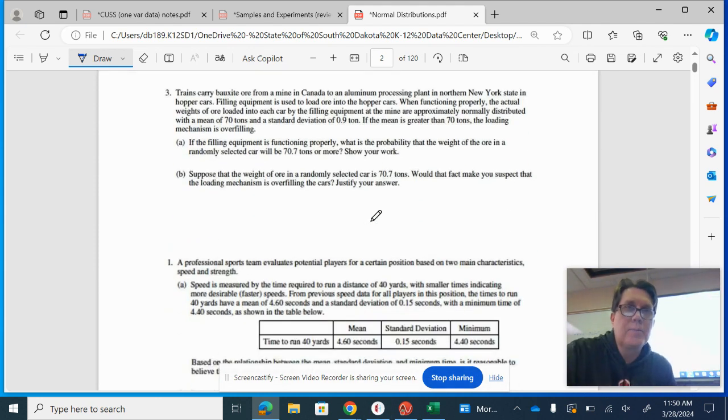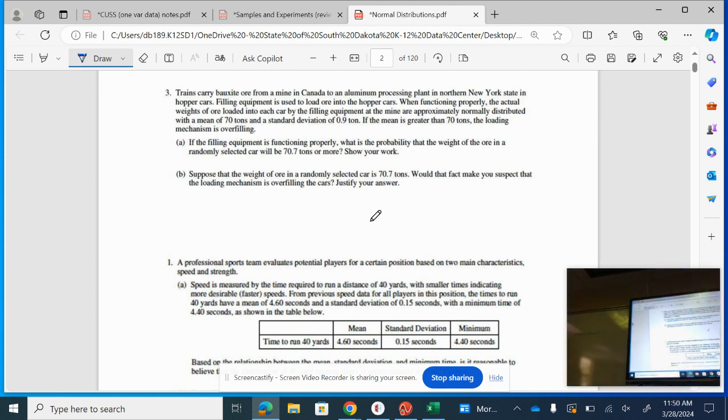Number 3, trains carry bauxite ore from mines in Canada with aluminum processing in northern New York State in hopper cars. Just a second, I'm going to plug in my computer so I don't lose power.